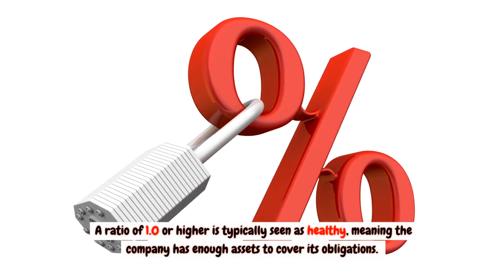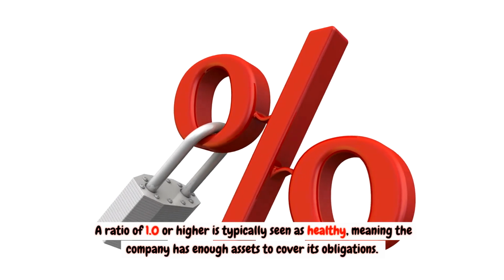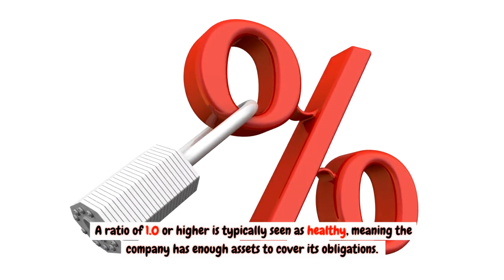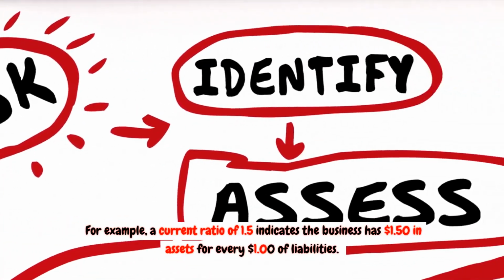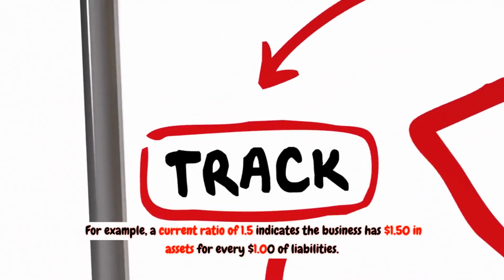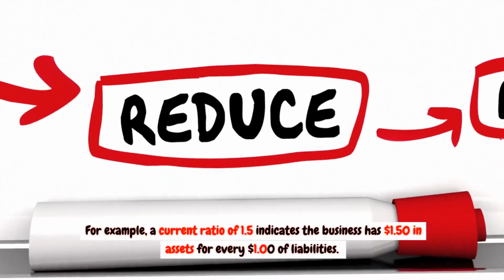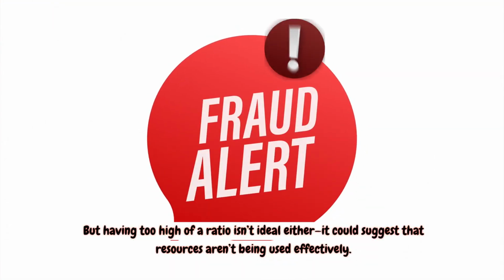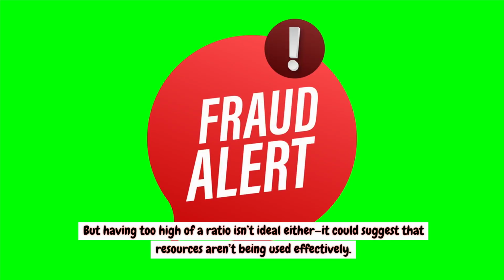A ratio of 1.0 or higher is typically seen as healthy, meaning the company has enough assets to cover its obligations. For example, a current ratio of 1.5 indicates the business has $1.50 in assets for every $1 of liabilities. But having too high of a ratio isn't ideal either. It could suggest that resources aren't being used effectively.